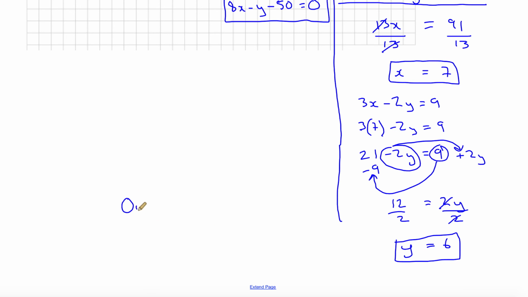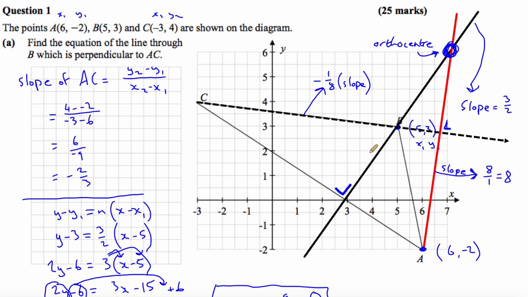So the orthocenter is the point 7, 6. And if I go back to my diagram, I can see 7, 6 would be roughly here. So it's roughly what my rough sketch showed, it's in the right position. And that's the end of question 1.